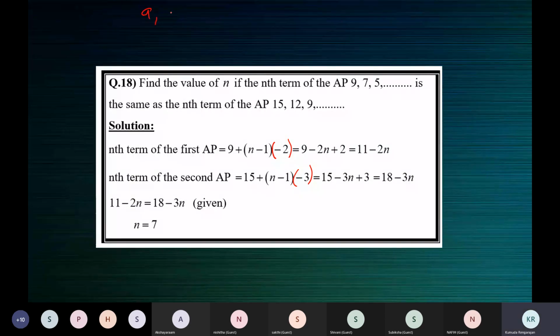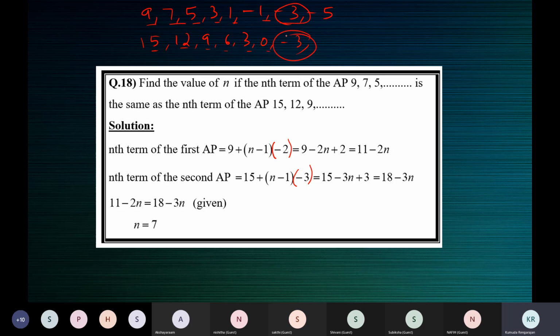9 minus 2 is 7, minus 2 is 5, and so on, minus 2 each time. Then minus 3, minus 6, 3, 0, minus 3. So 1, 2, 3, 4, 5, 6, 7. The seventh term of both the APs are the same, which is equal to minus 3.